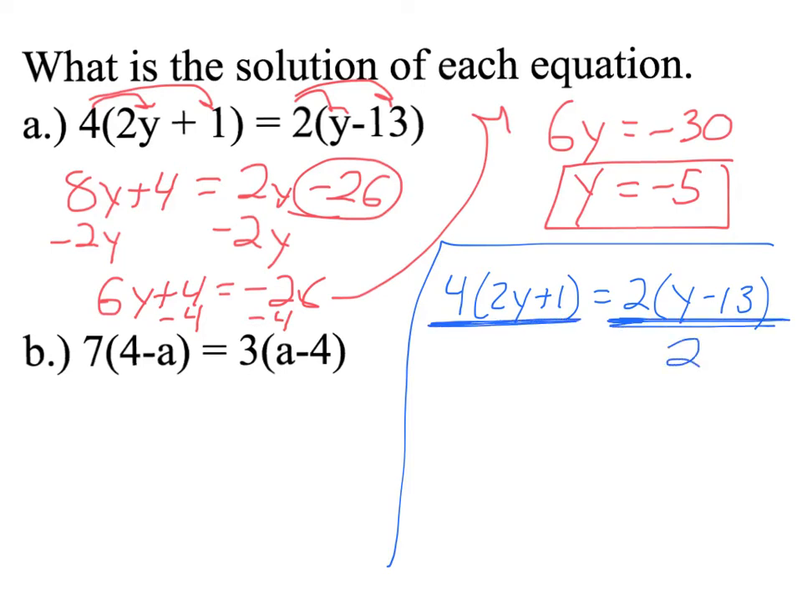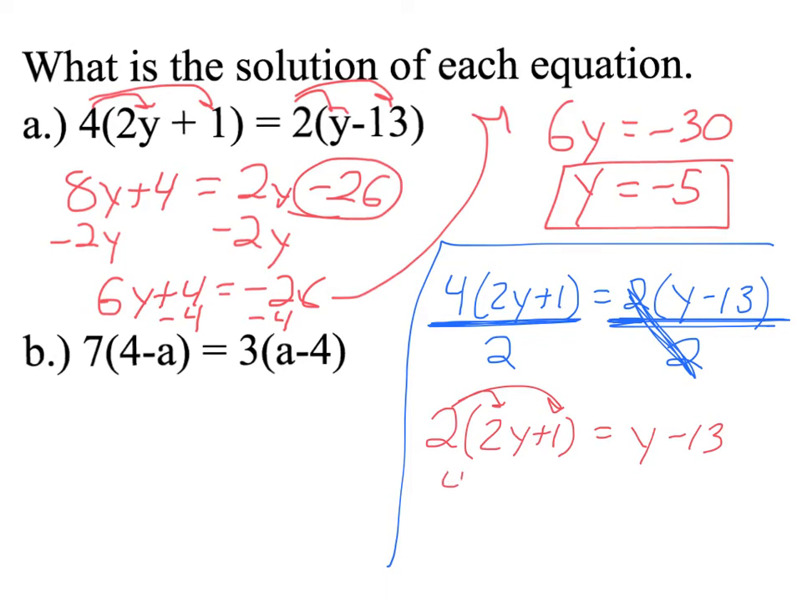So if I divide this whole piece by 2 and this whole piece by 2, see how this 2 and this 2 will cancel out? And then 4 divided by 2 is just going to be 2. So the problem becomes 2 times (2y plus 1) equals, and then on this side we just have y minus 13. So then you still have to go through and distribute over here, but you don't have to distribute twice, so it's really just a matter of opinion. You're still going to get the same thing either way.